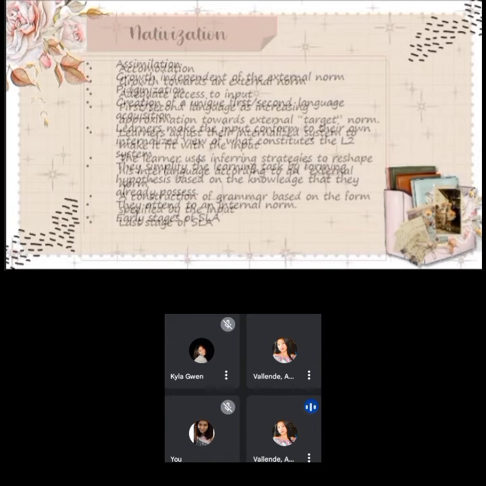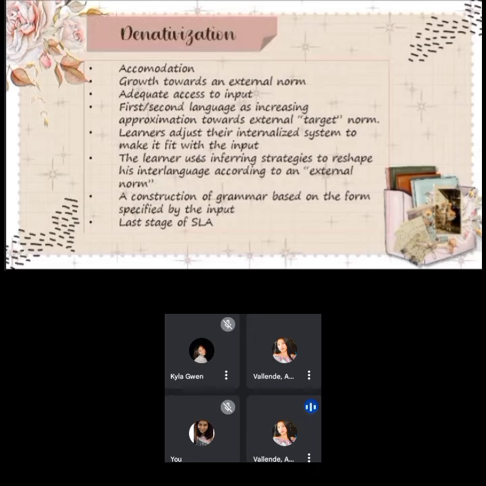While in denativization, it involves accommodation, which refers to the process by which participants in a conversation adjust their accent, direction, and other aspects of language according to the speech style of other participants. In this process, the learner adjusts his or her internalized system to make it fit with the input. The learner uses inference strategies to reshape his or her interlanguage according to an external norm. It is construction of grammar based on the form specified by the input.